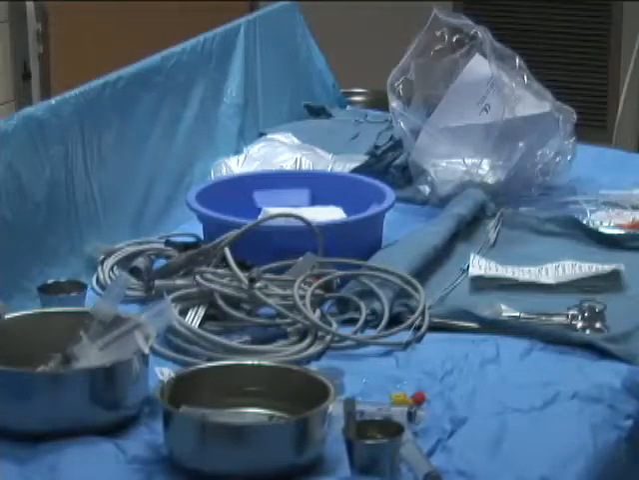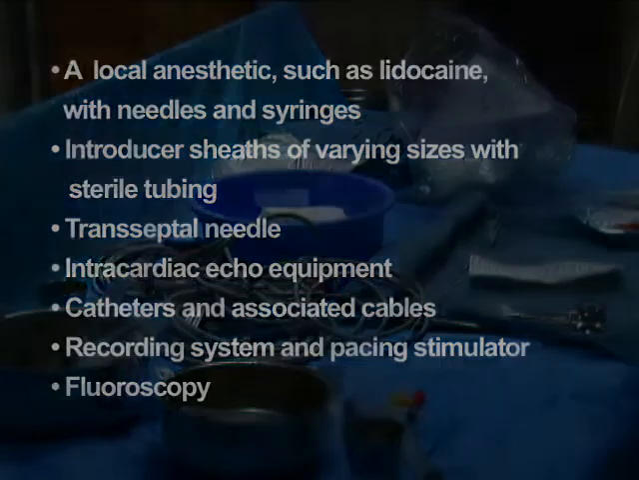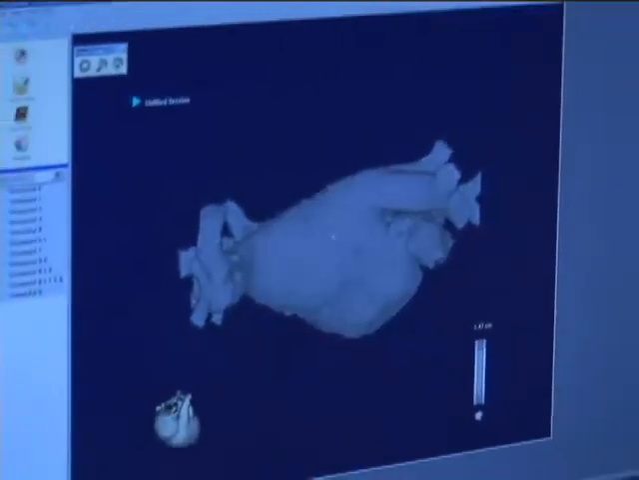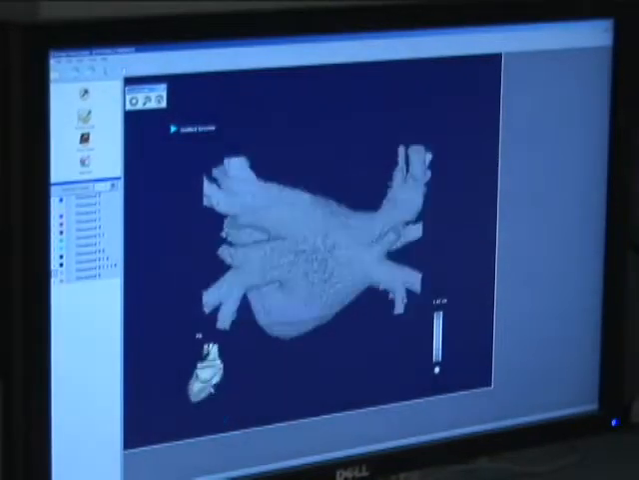The equipment needed for the procedure should be immediately available, including a local anesthetic, such as lidocaine, with needles and syringes, introducer sheaths of varying sizes with sterile tubing, transeptal needle, intracardiac echo equipment, catheters and associated cables, recording system and pacing stimulator, fluoroscopy. A 3-dimensional mapping system is required to optimally guide the procedure and ensure procedural success. If merging with the CT is to be completed, as seen here, initial processing is completed.